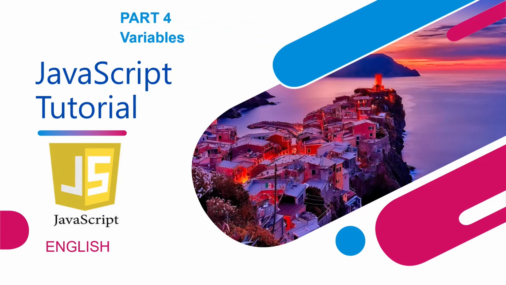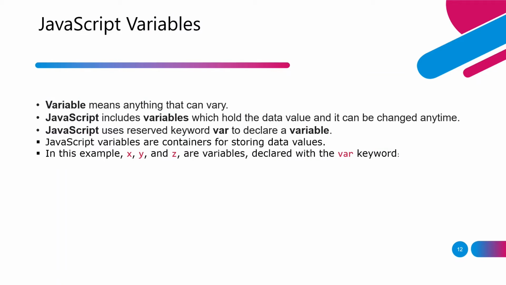Variables, part 4. Variable means anything that can vary. JavaScript includes variables which hold data values, and they can be changed anytime.